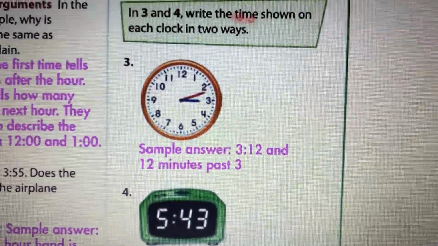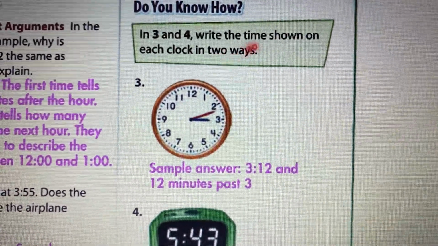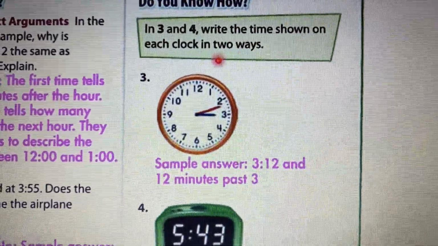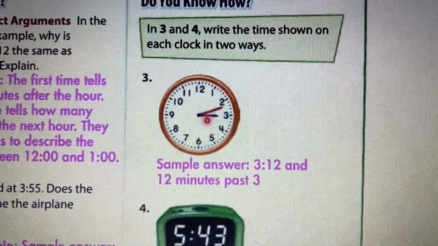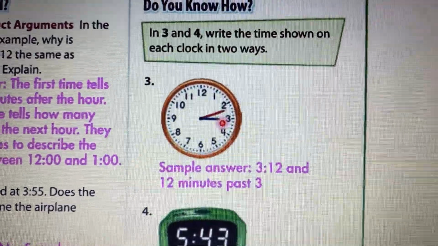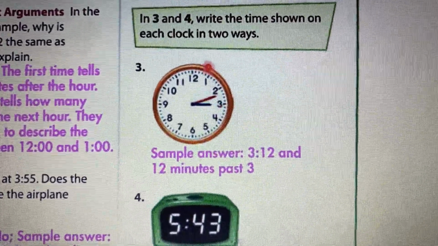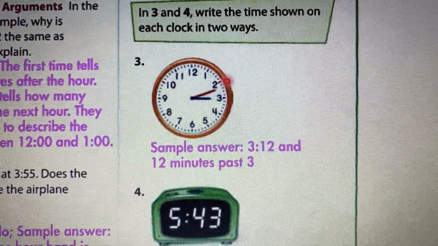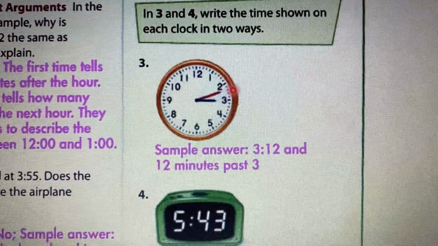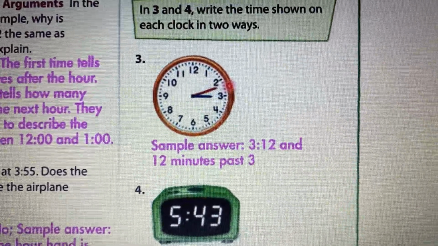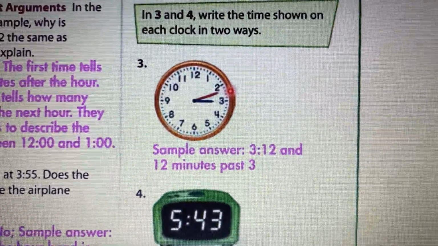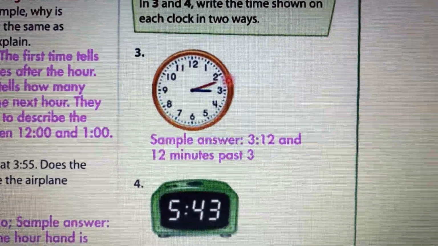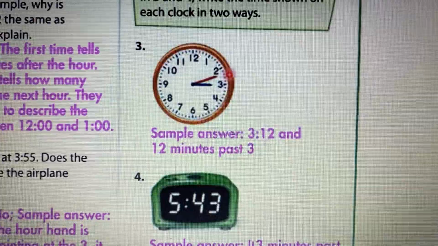Now look at question number 3. Write the time shown on each clock in 2 ways. So first, look at the short hand. 3 and how many minutes? 5, 10, 11, 12. So the time is 3 and 12 minutes, or 12 minutes past 3. 12 minutes past the 3.